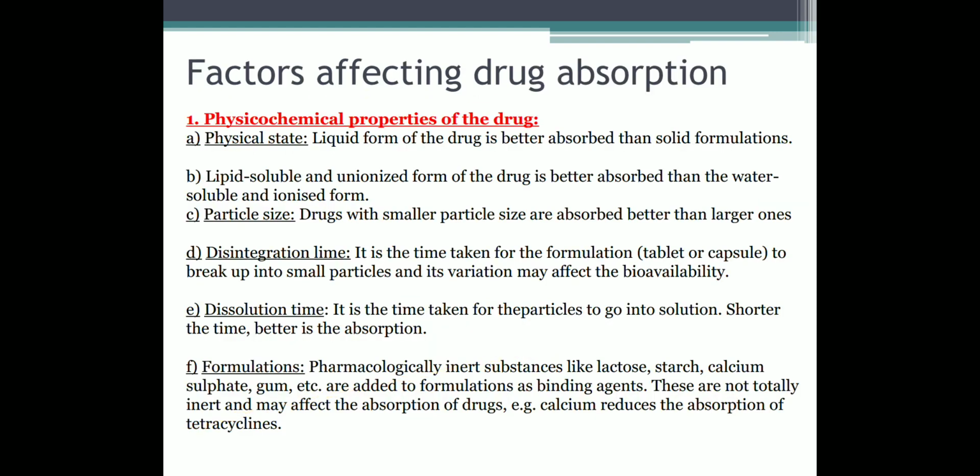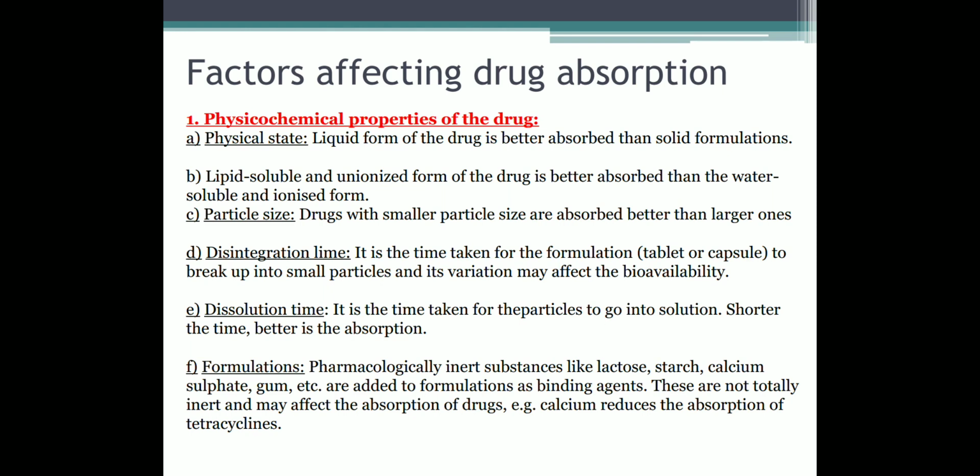Now after swallowing the drug, which are the factors that affect drug absorption? First, the physicochemical properties of the drug, that is the physical state. A liquid form of the drug is better absorbed than a solid formulation, because solid formulations have to go through disintegration, then get transformed into solution, and then the absorption process. Second, lipid soluble and unionized forms of the drug are better absorbed than water soluble and ionized forms.